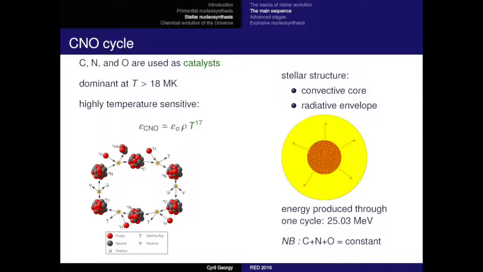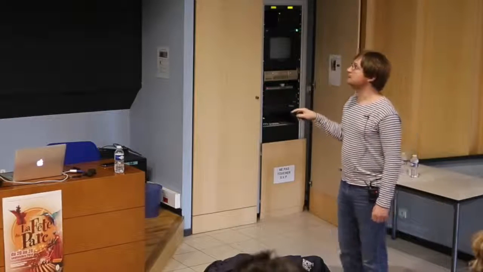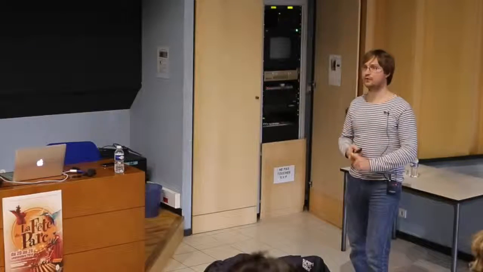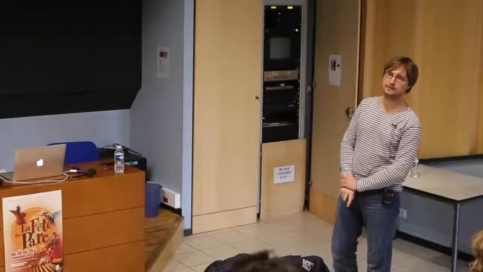Basically, carbon, nitrogen, and oxygen are used as catalysts in this reaction. And this cycle is dominant at temperatures above around 18 million Kelvin. This one is highly dependent on the temperature, proportional to the temperature to the power of 17. So it means that your energy production will be extremely peaked at the center of your star, and it is extremely difficult for the star to evacuate this energy.